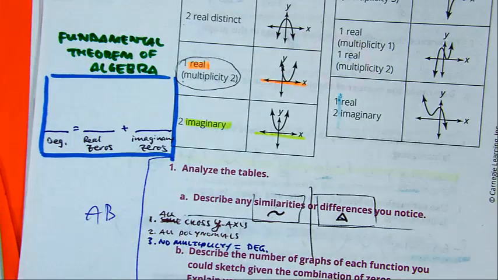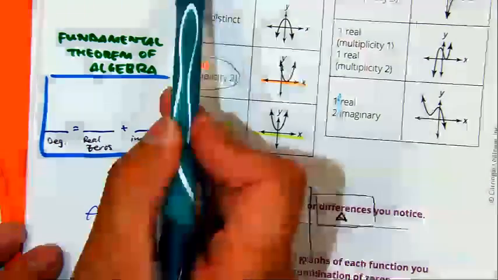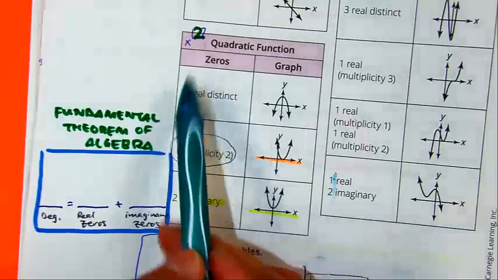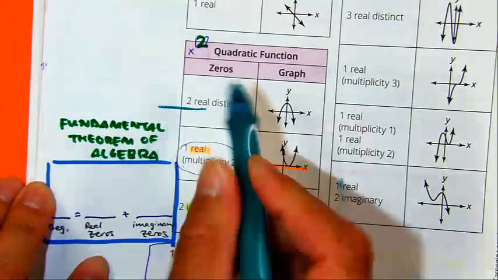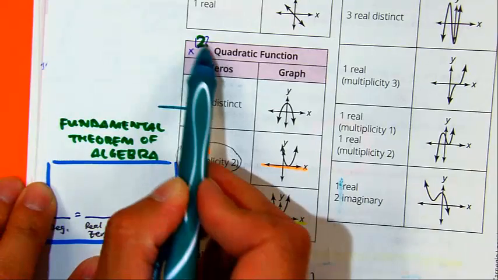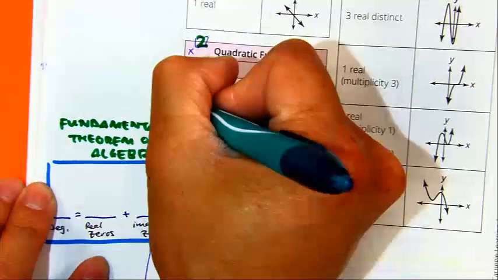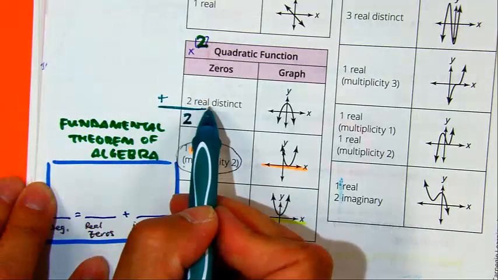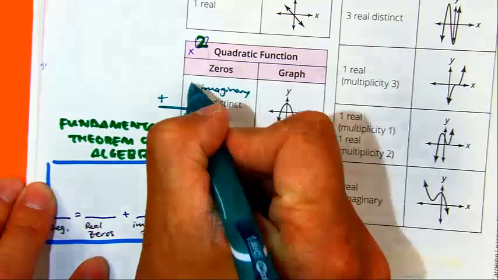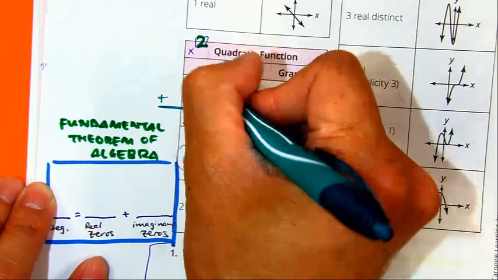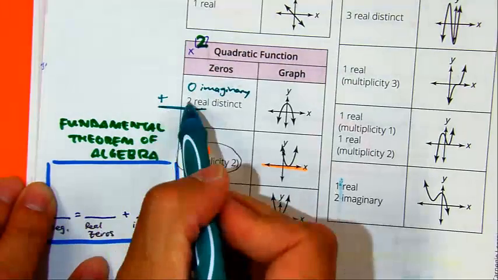Let me show you how this works. Let's go to this one right here. Class, what's the degree of my function? 2. So I know the answer is a total of 2 zeros. This one has 2 reals. That means the number of imaginaries, something plus 2 equals 2. So class, this number is 0. 0 plus 2 equals 2.